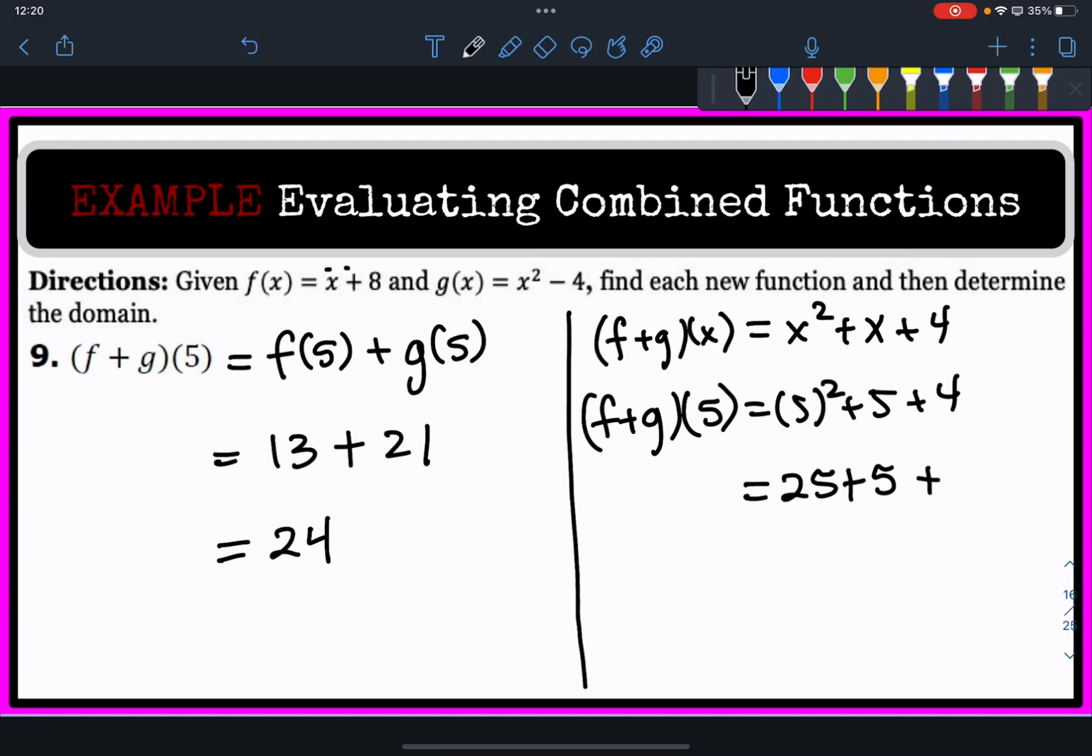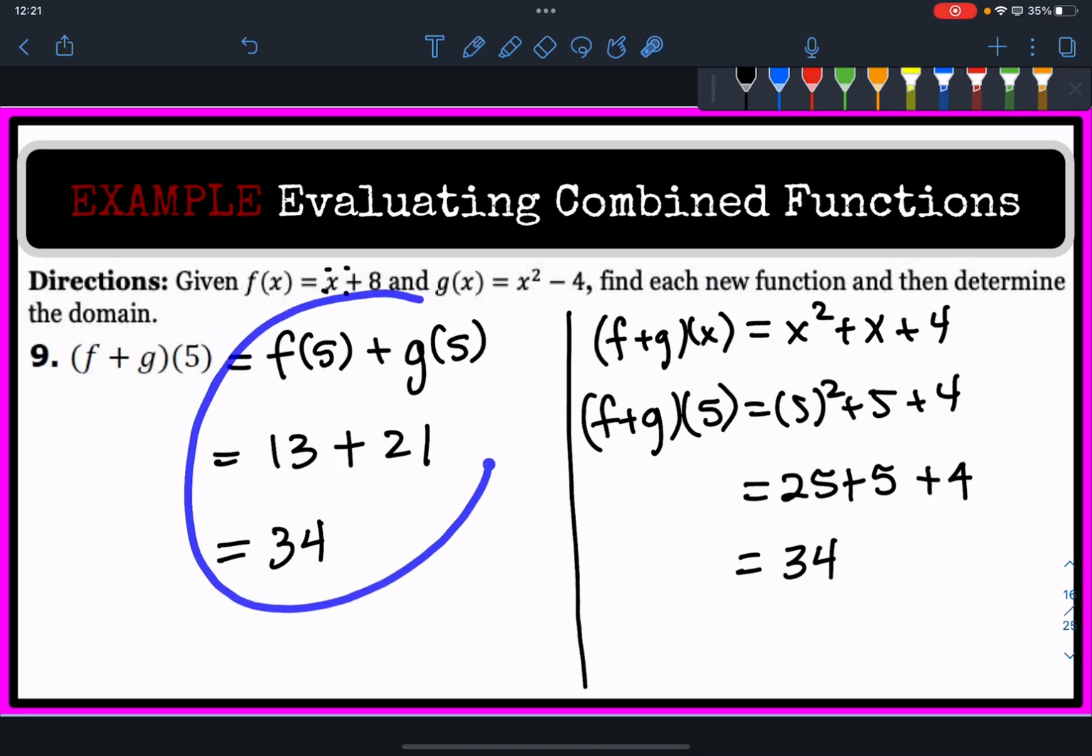8, 9, 10, 11, 12, 13. Oh, 34. Duh. It's not adding up correctly because I added this wrong. 34, my bad. So that should be 34. And now that makes more sense because when I add 25 with 5 and 4, that also equals 34. So you see, I get the same answer either way. I find it easier to do this first method, since we're looking for the sum of f plus g when x is equal to 5, to first plug the 5 into the x for both functions, and then add the two functions together.